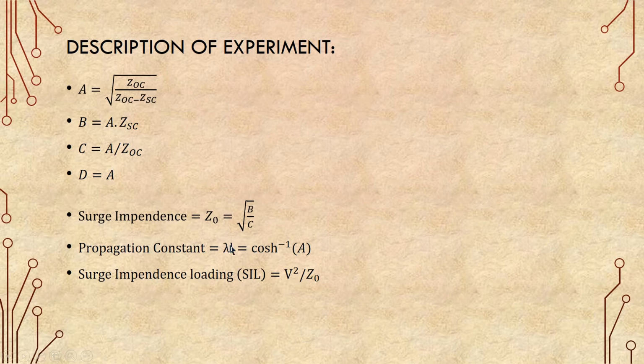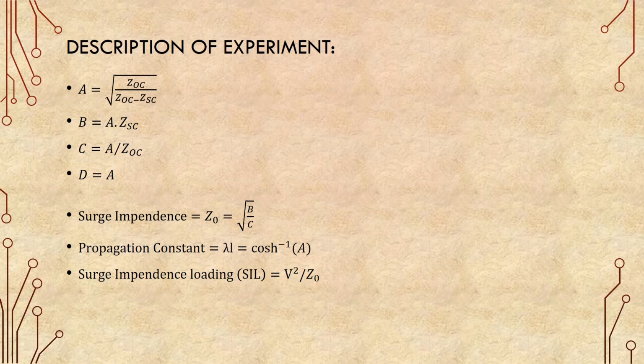That's why lambda into L. Generally lambda is represented per kilometer. So whatever we get from cosh inverse of A will be the propagation constant of the whole line. This is not per kilometer. This is the propagation constant for the whole line. So lambda L we will get.